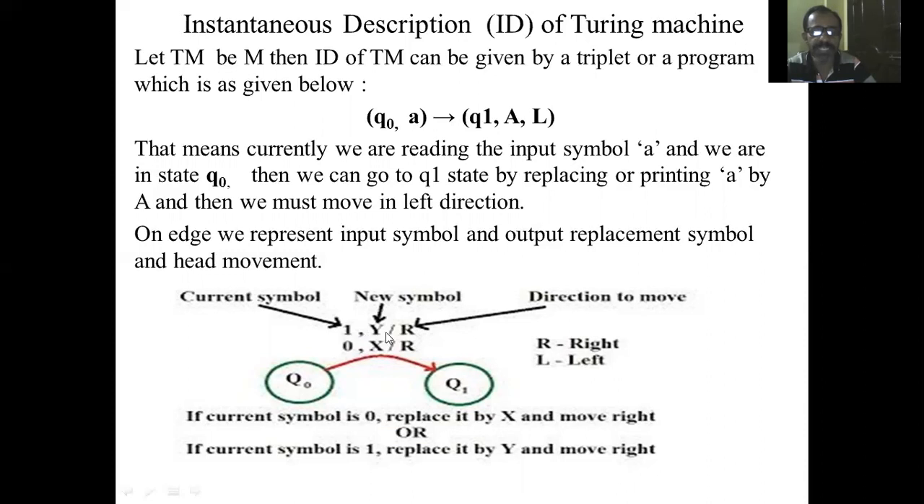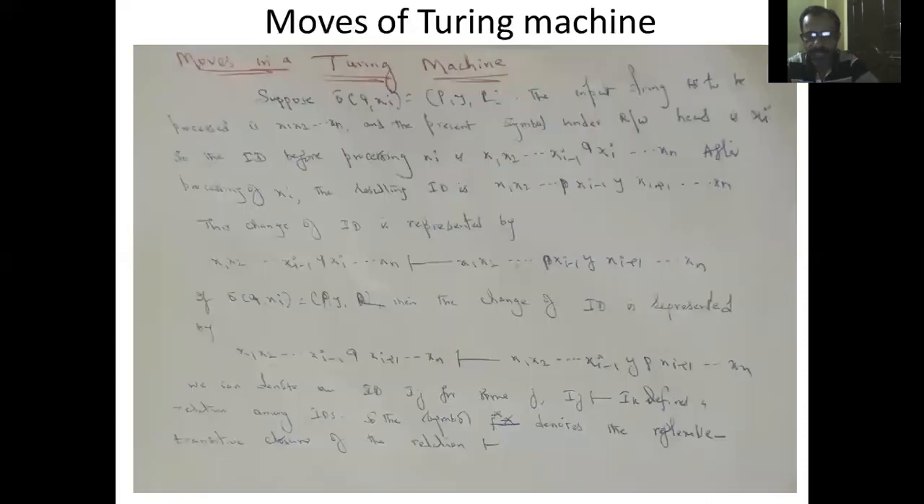This is input, and this one is output. Anyway, this is the instantaneous description related one. If the current state is Q and the current input symbol is Xi, then Xi may be replaced with Y, and here we are instructing the machine to move left by one cell, or right by one cell.